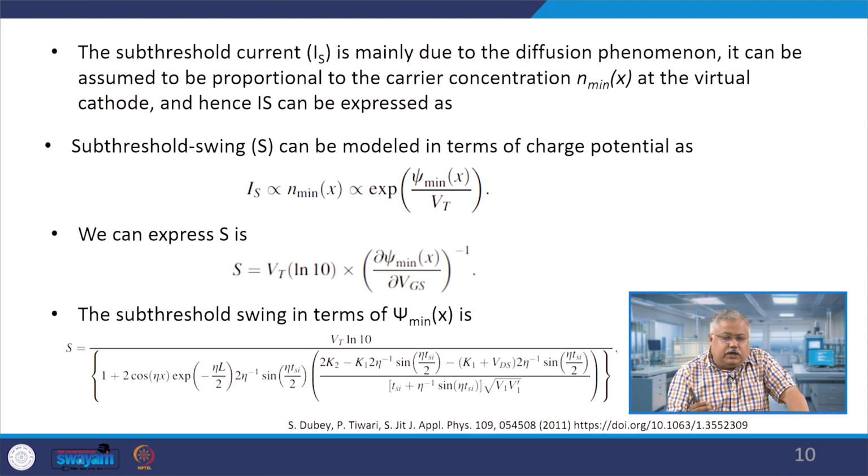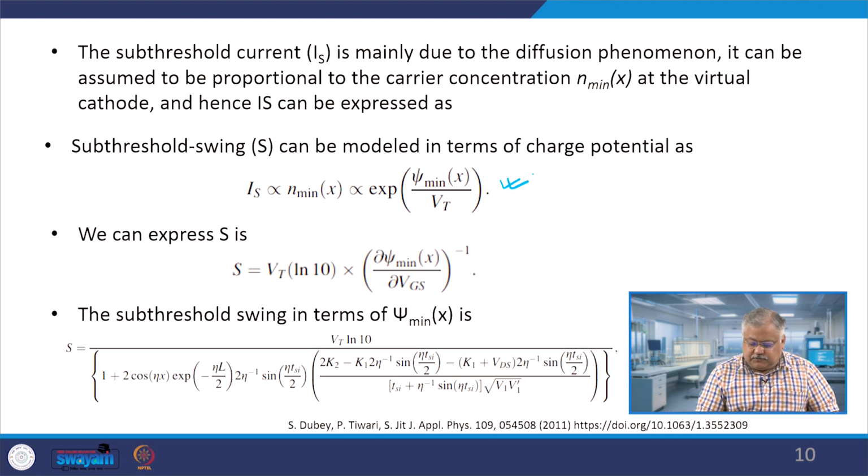When I say virtual cathode, I mean the source end, and therefore the subthreshold swing is given by this expression in terms of charge potential, and it is also referred to as this value, and it gives me a rather complicated looking equation. The subthreshold slope, as you can see here, depends upon all these things which you see here.